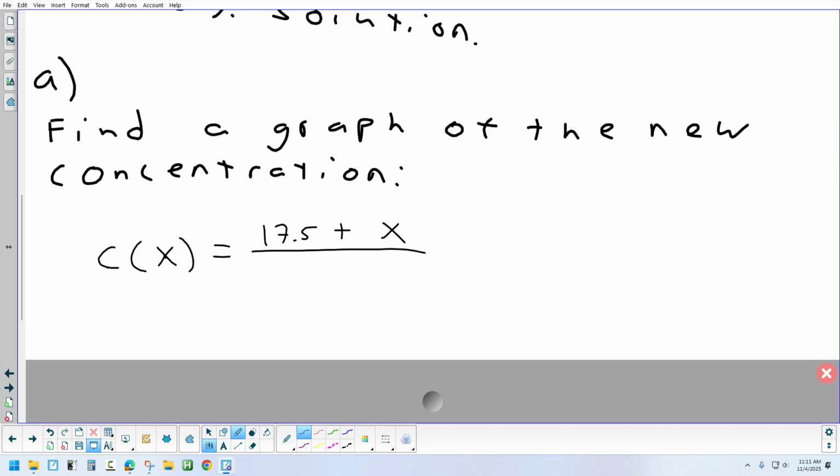And when you find concentration, what goes in the bottom? Total amount of liquid. How much liquid did we start with? 50. Started with 50. And how much liquid are we adding? x. That is your new concentration. So let's graph that.